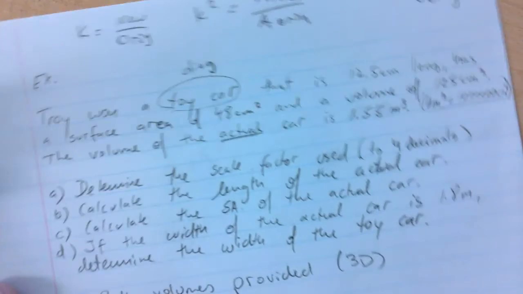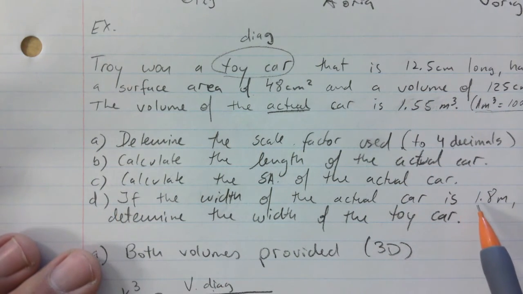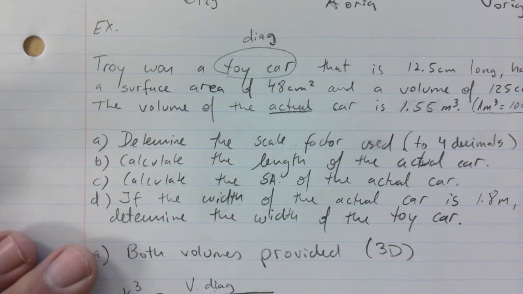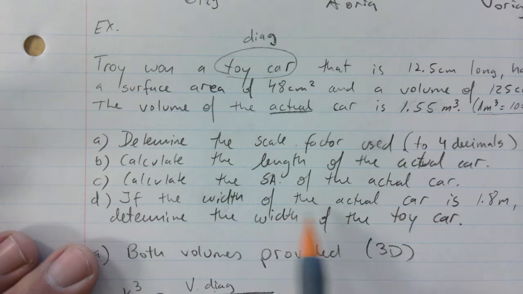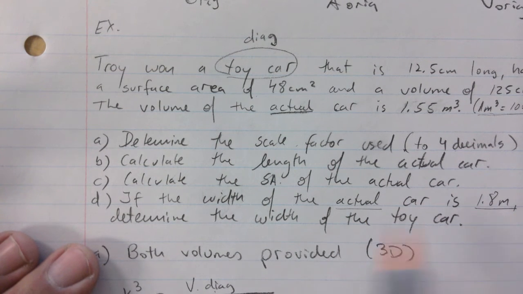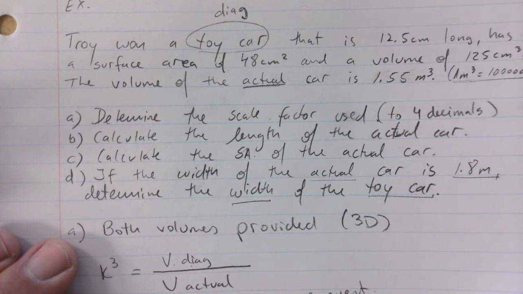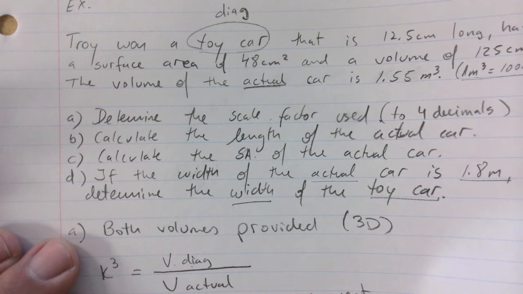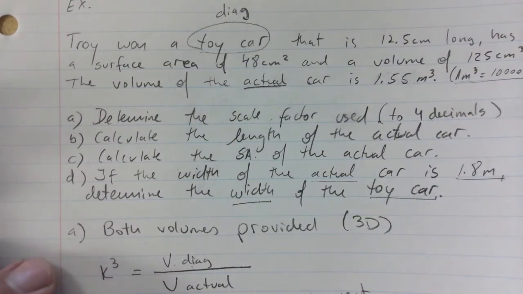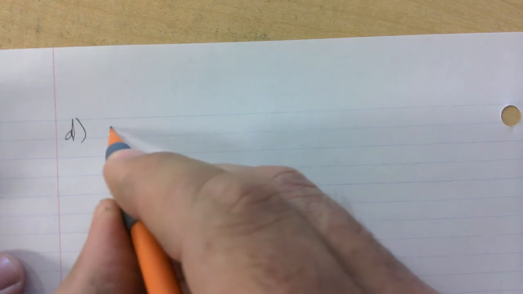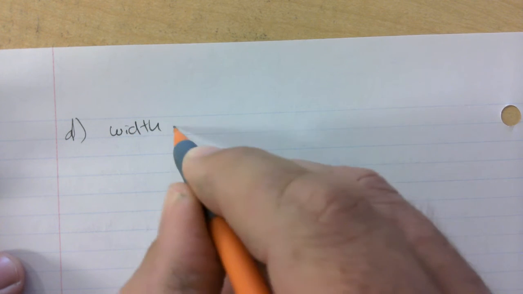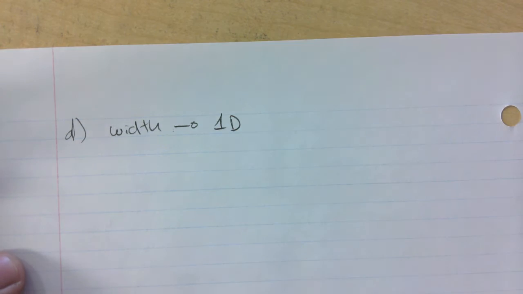D. If the width of the actual car is 1.8 meters, determine the width of the toy car. So how many dimensions are we talking if it's width? One dimension. It's just a single dimension, right? So let's go ahead and at the back here, width should tell you that it's one dimensional.